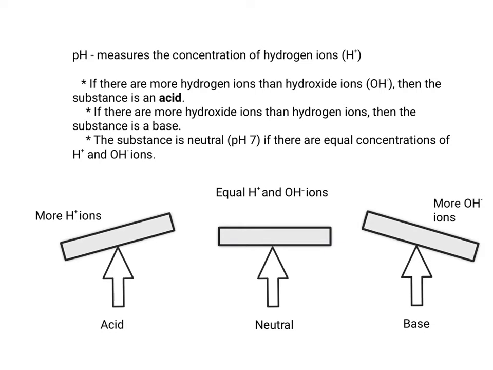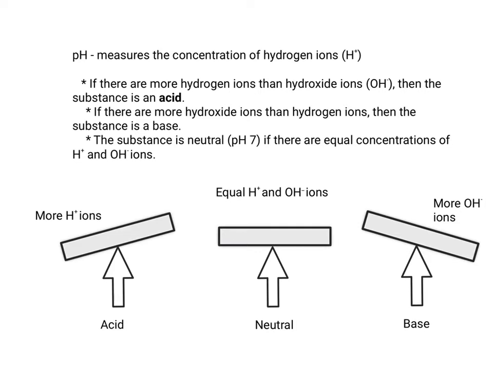I'm going to advance to the next slide. So pH measures the concentration of hydrogen ions. If there are more hydrogen ions than hydroxide ions, just think of it as a scale tipping this way, then the substance is going to be an acid. If there are more hydroxide ions compared to hydrogen ions, then the substance is going to be a base. So if it tips to the left because it has more hydrogen ions, then it's an acid. If it tips to the right because it has more hydroxide ions, then it is a base.